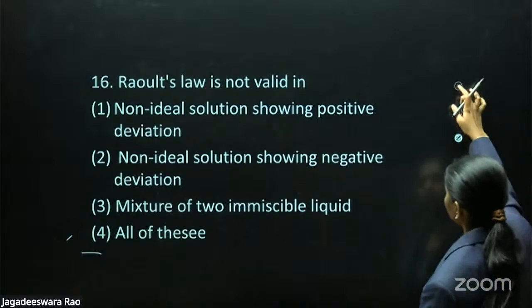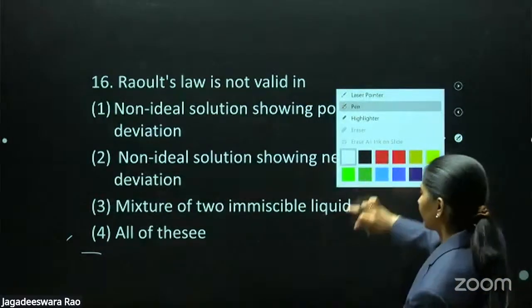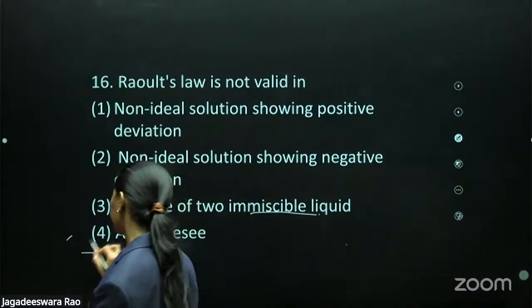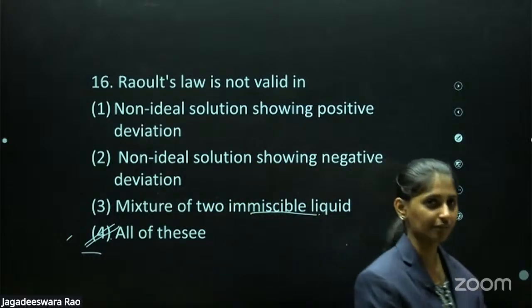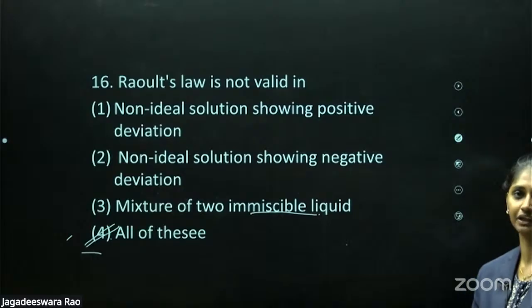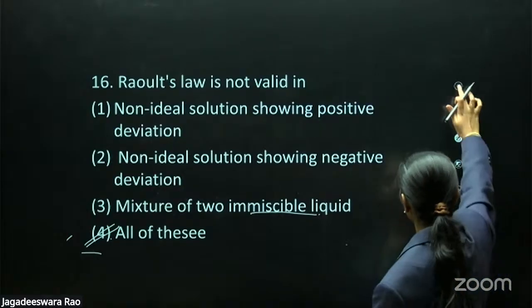So for all of these, Raoult's law is not applicable for the non-ideal solutions and also for the two immiscible liquids. If they are immiscible and non-volatile, then they are not evaporating. If they are not evaporating, you cannot find the mole fraction and vapor pressure. That's why. Understood, students? Okay, fine. Next one.